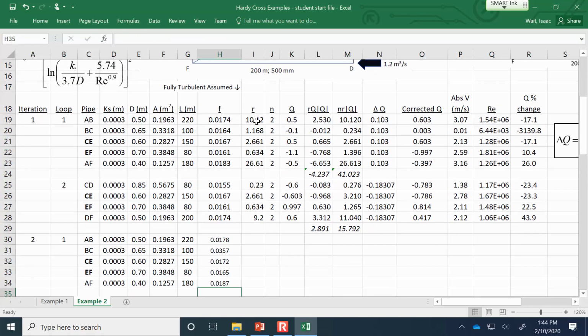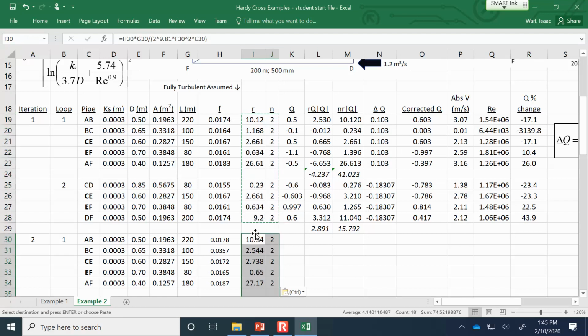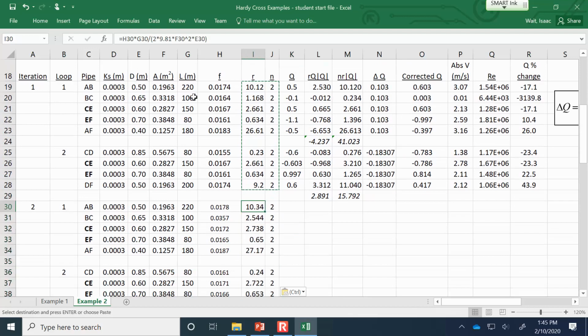Alright, R values, highlight all of this. And I guess might as well do the ends too. So Control C, Control V. So now what it's doing is it's calculating updated R values based on this new F that we've got.